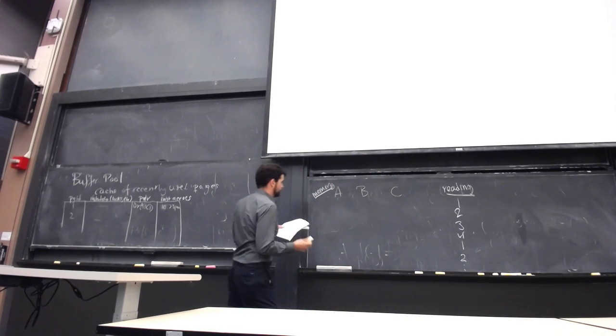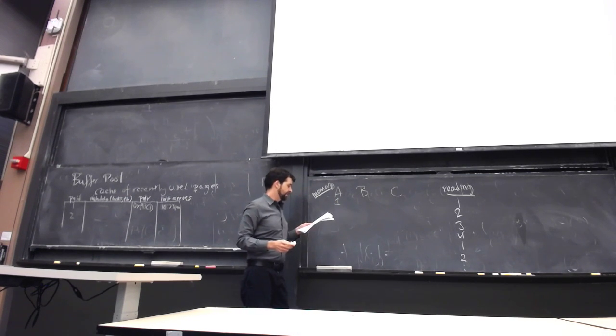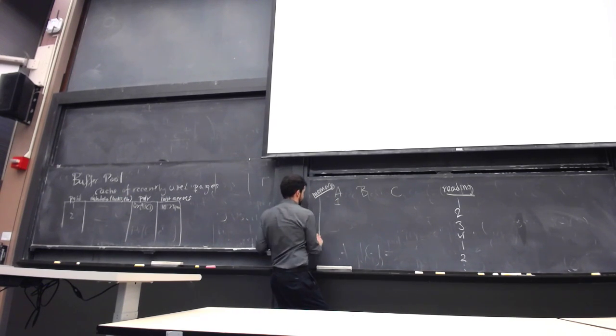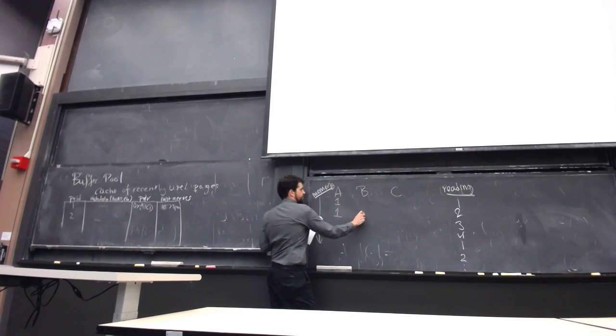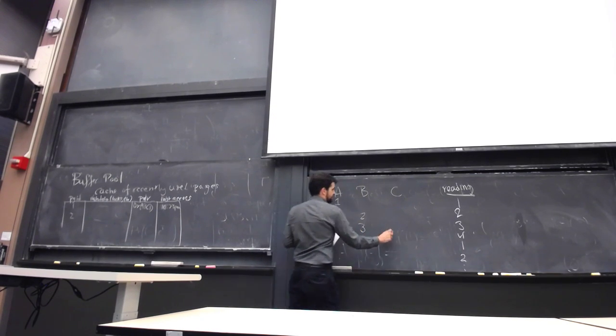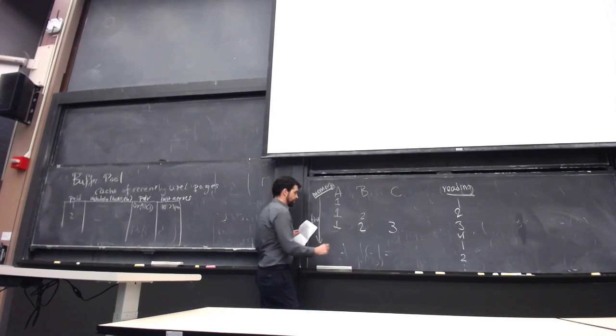Okay, so let's see what happens. Well, if the first thing I do is read page 1, it fits in memory, right? And then the second thing I do, imagine this is time going down like this. Then I read page 2 and it fits into slot B. Then I read page 3 and it fits into slot C. And now I read page 4, right?